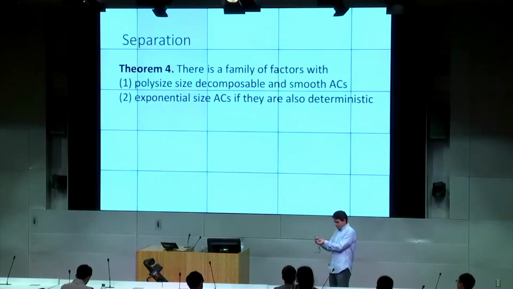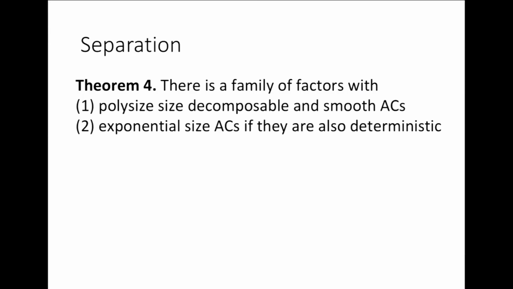Well, let me read it to you. There is a family of factors with poly-size, decomposable, and smooth ACs, but exponential size ACs if they're also deterministic. So here's a family of factors. A family means I can make them as big as I want in terms of the number of variables. And I want a circuit that computes the factor that's decomposable and smooth, and then I want to see what happens if I insist on determinism or not.